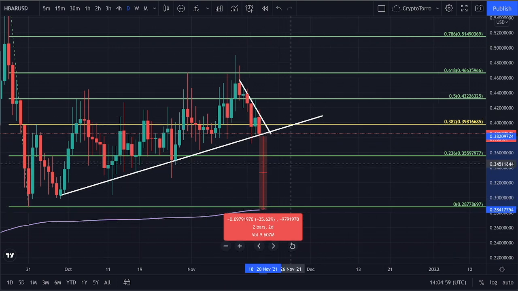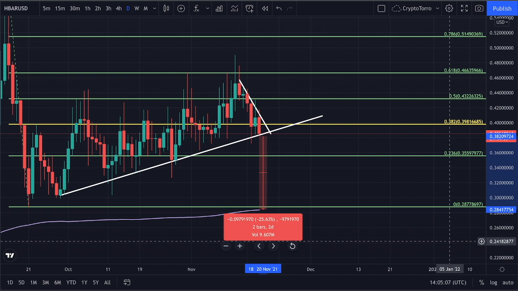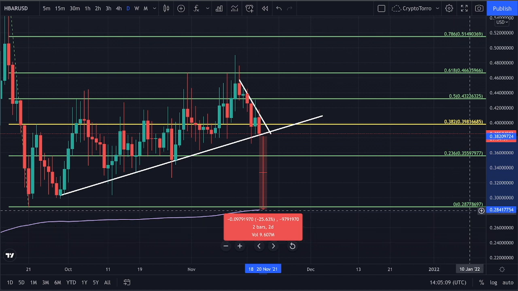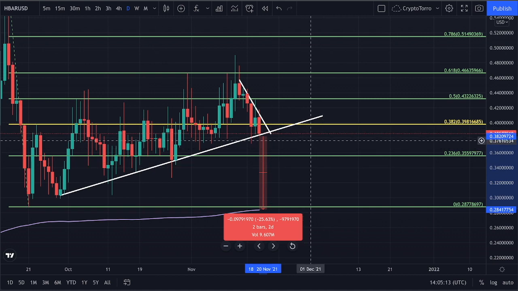And if we see a breakdown underneath this ascending support, I think for sure we are heading towards this direction, and then we will be seeing HBAR heading once more towards the $28, and this is something I do actually think might occur during the upcoming days.